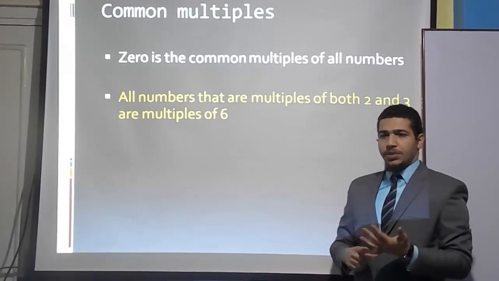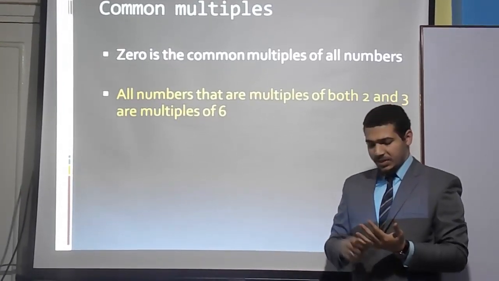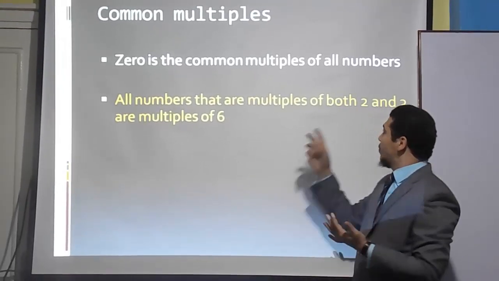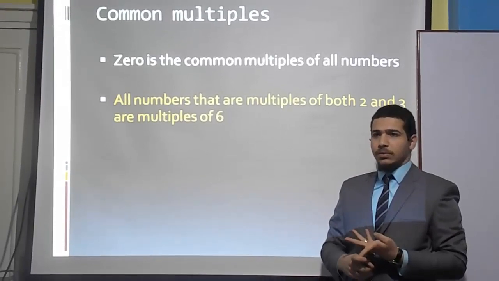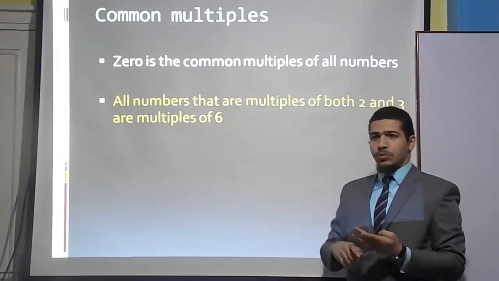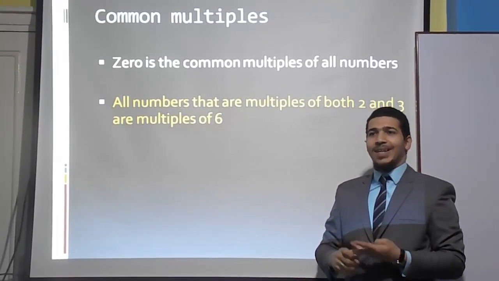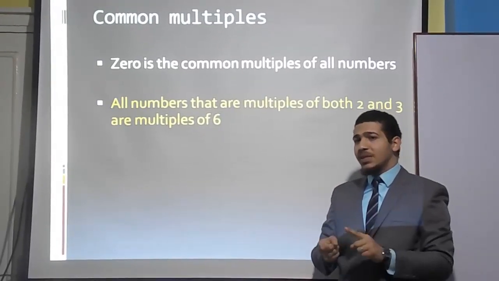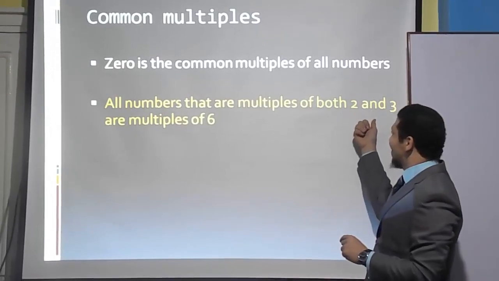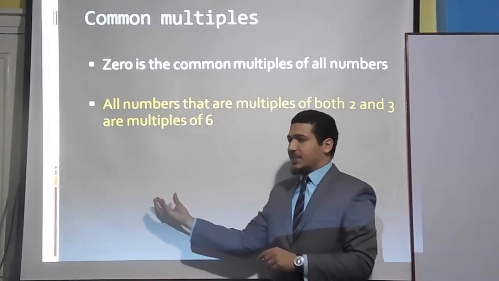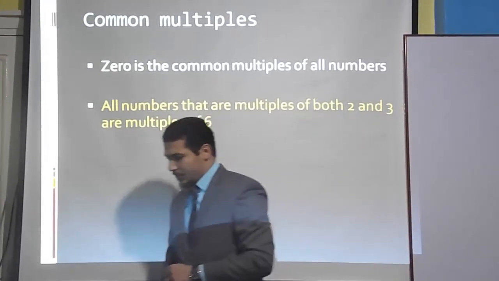2 repeated 2 times equals 4. Then the multiples of 2 are 0, 2, 4, 6. Now the multiples of 3 are 0, 3, 6. And this means 6 is repeated in two places, in the multiples of 2 and the multiples of 3. Then 6 is a multiple of the number 6. And this is 2.